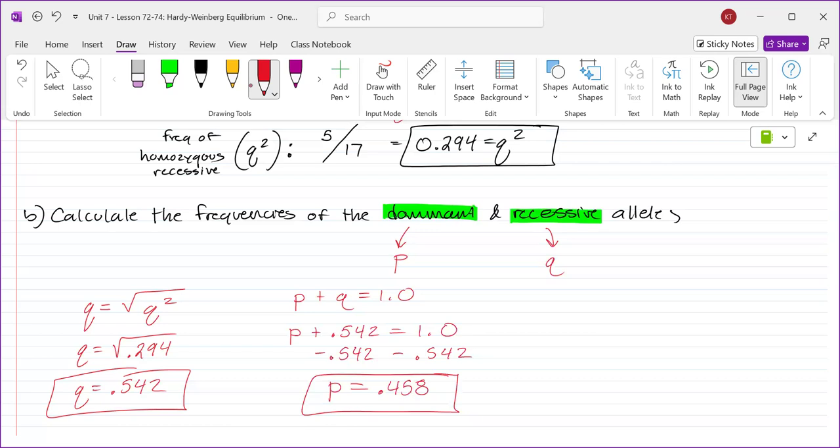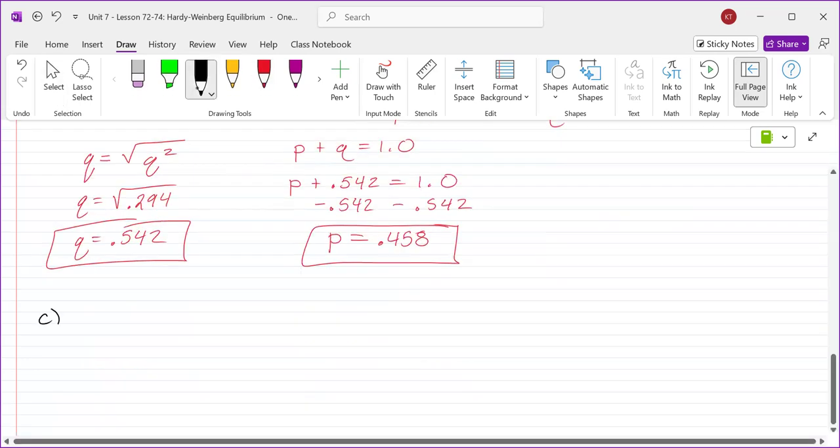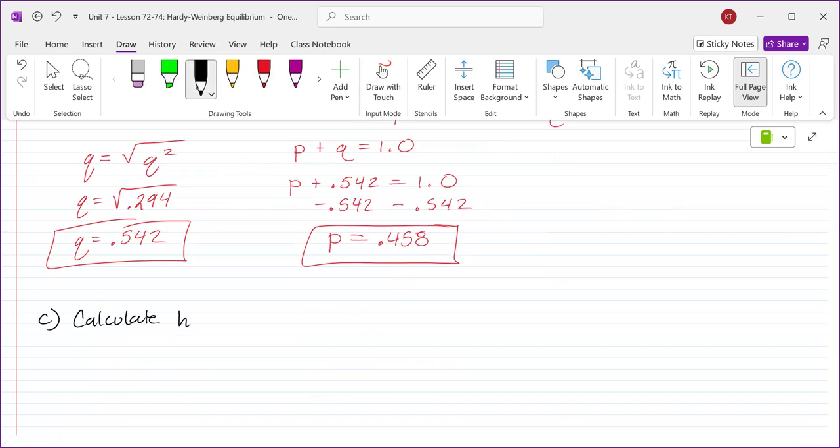You have now found 3 out of 5 of the total variables that you could find for Hardy-Weinberg. You have found q squared, you have found q, and you have found p in that order. Let's get to the final part. Part C. Calculate the frequencies.